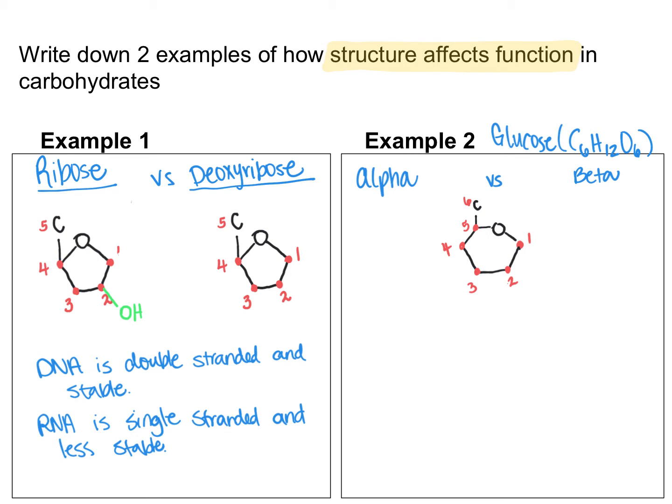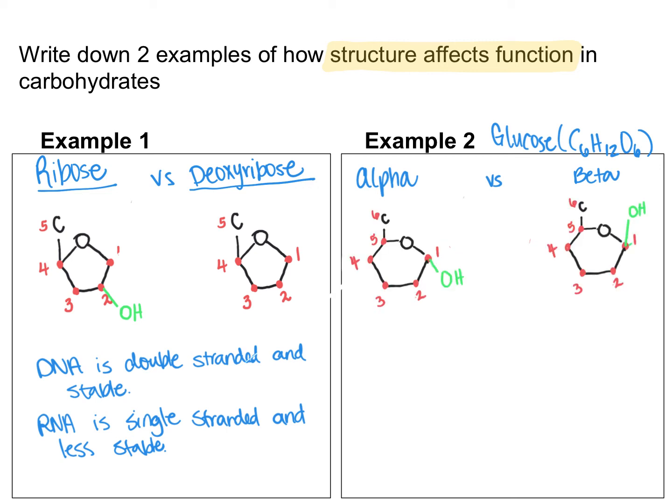The answer, or the difference, looks like this. You can see at carbon number 1, the hydroxyl group was drawn pointing down from carbon number 1. And in beta glucose, the hydroxyl group at carbon number 1 is drawn pointing up. Now, it may not seem like this is a big deal. It's like, oh, well, I just drew it one way versus the other. But it actually really impacts the function of these 2 sugars in living organisms, especially when it comes to your ability to digest this sugar.